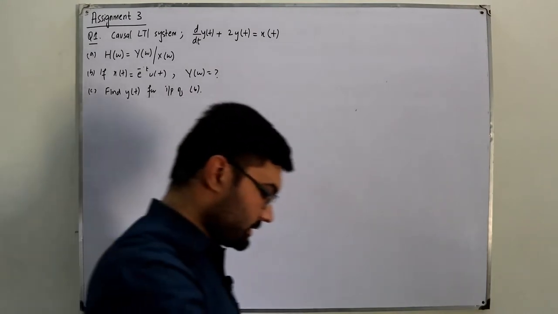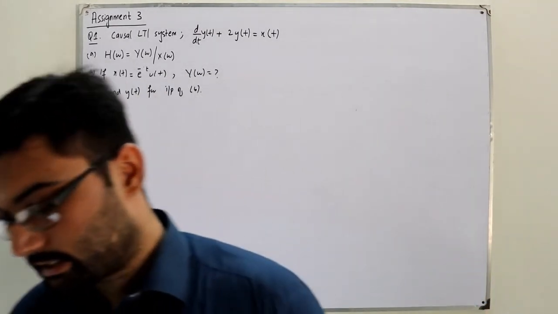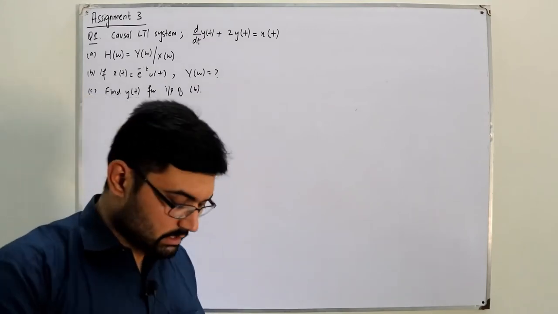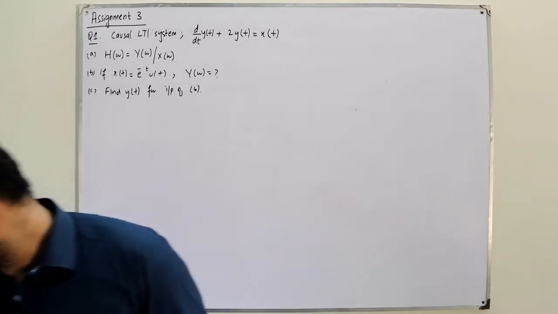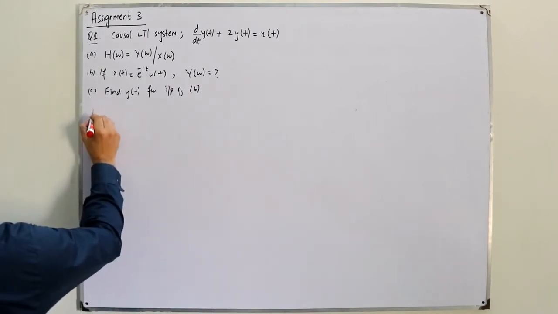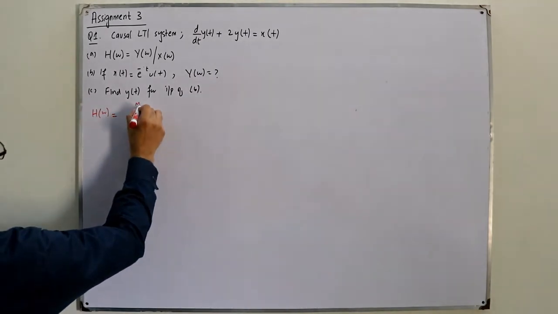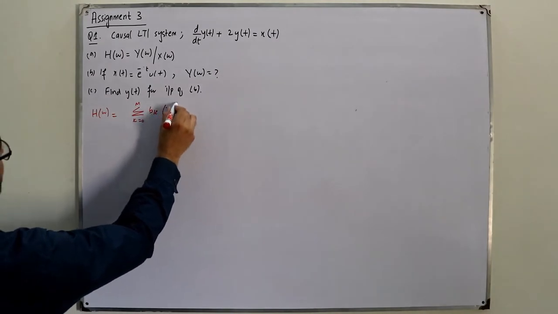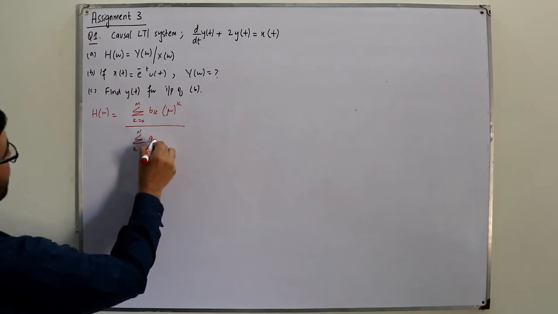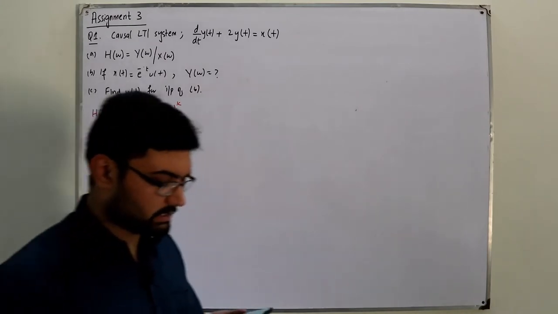So this is a simple question. Let's solve it together. The first case, part A: the frequency response is unknown, and we know very well the formula. H of j omega, or if I simply write omega, is equal to the summation k running from 0 to m of bk (j omega) to the power k, divided by the summation k running from 0 to n of ak (j omega) to the power k. This is how you find the frequency response.